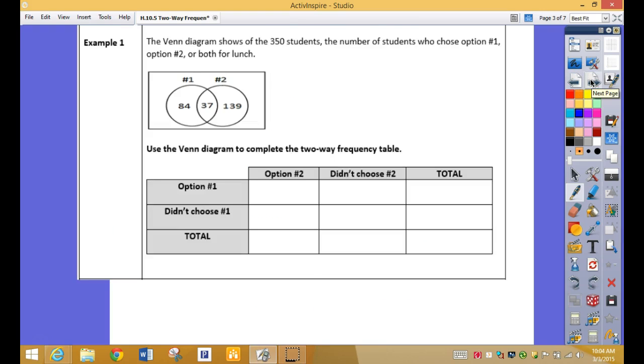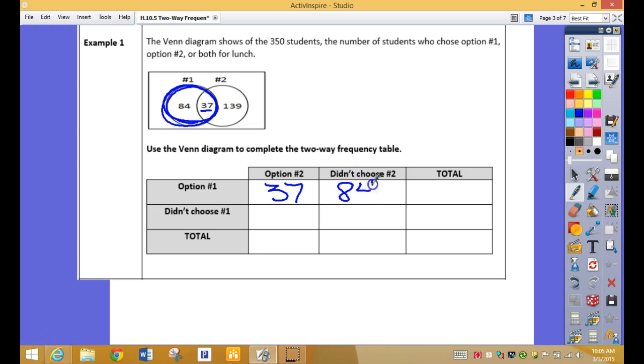Now, we did the Venn diagrams yesterday. The Venn diagram here shows the 350 students, the number of students who chose option 1, option 2, or both for lunch. All right, looking at the two-way table down here, off of this Venn diagram, how many chose option 1 and option 2? Option 1 and option 2 was 37. How many chose option 1 but not option 2? So here's our option 1 circle. How many chose option 1 but not number 2?